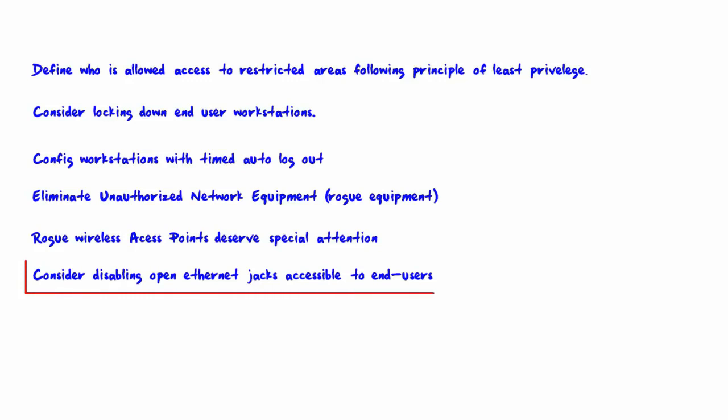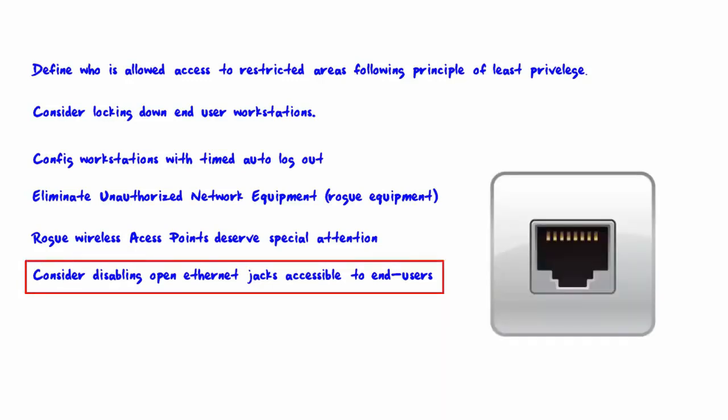And last, consider disabling open Ethernet jacks accessible to end users. As most rogue equipment must be plugged in to an Ethernet jack, it will go a long way to preventing the problem. Cisco does allow you to disable ports on switches.